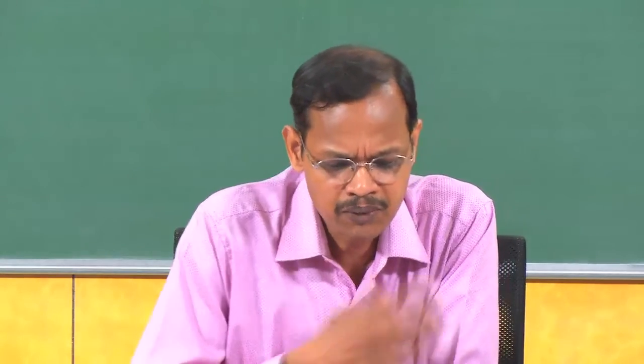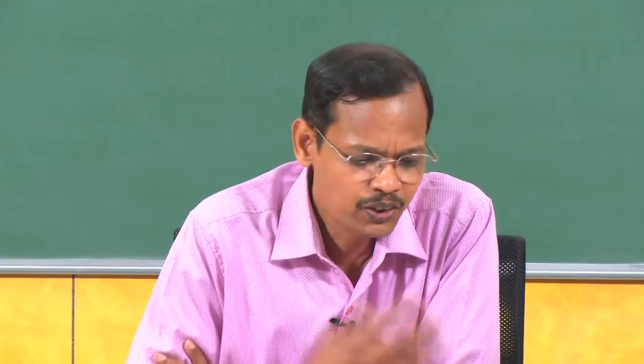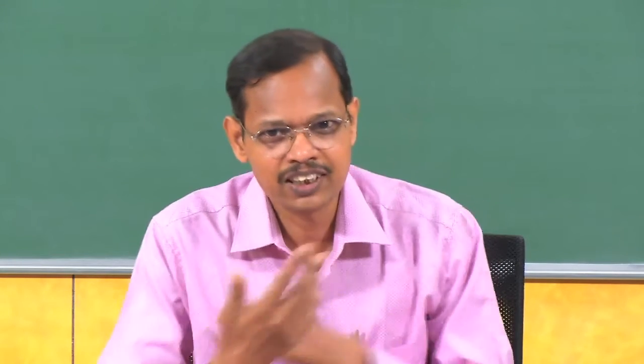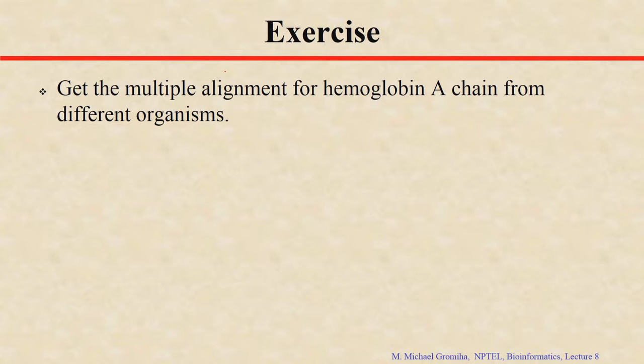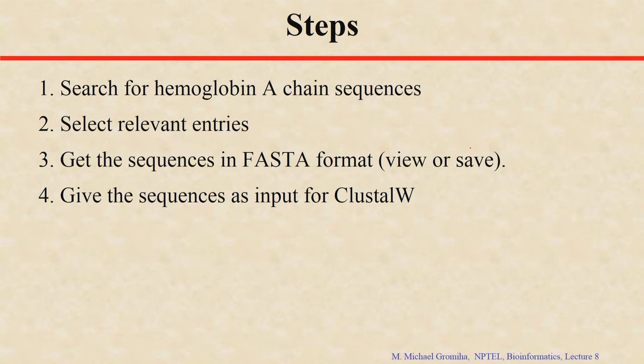Now I have a question: how to get the multiple sequence alignment for hemoglobin A chain from different organisms? First we get the hemoglobin A chain sequence. We can do BLAST to obtain different sequences. Where shall we get the hemoglobin A chain sequence? UniProt, right. First you go to UniProt, check with hemoglobin A, and you will get a list of sequences.